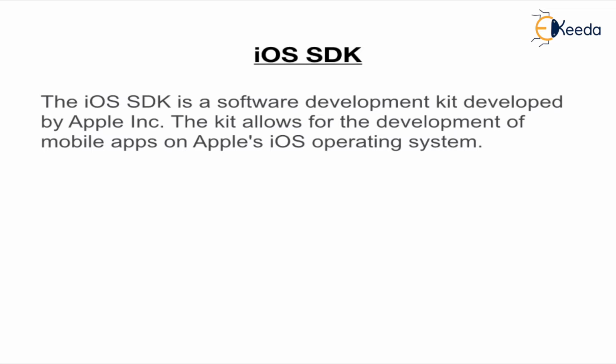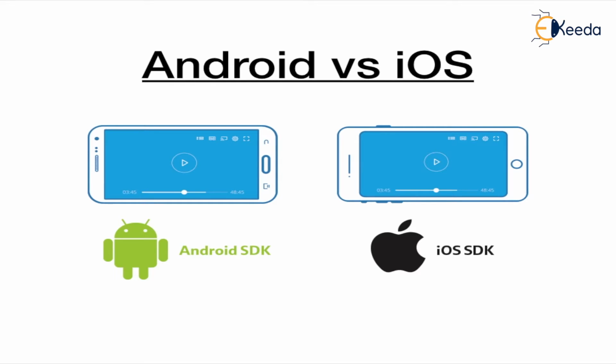So now here you can see the iOS SDK is a software development kit. It's developed by Apple. The kit allows for the development of mobile apps on Apple's iOS operating system. There are so many different types of platforms available and also provided by Apple. First is iOS application development, then after that you have to test your application on the simulator. At that time we require the iOS SDK.